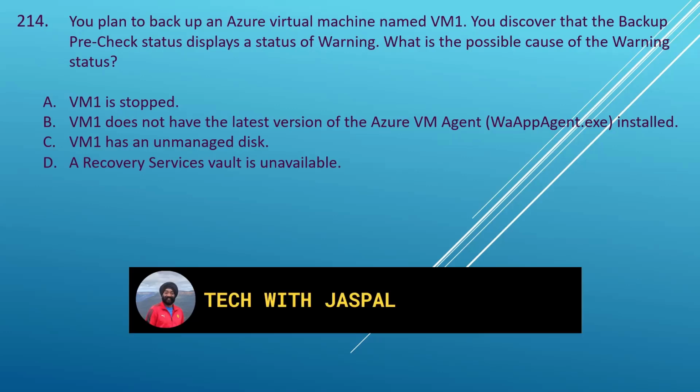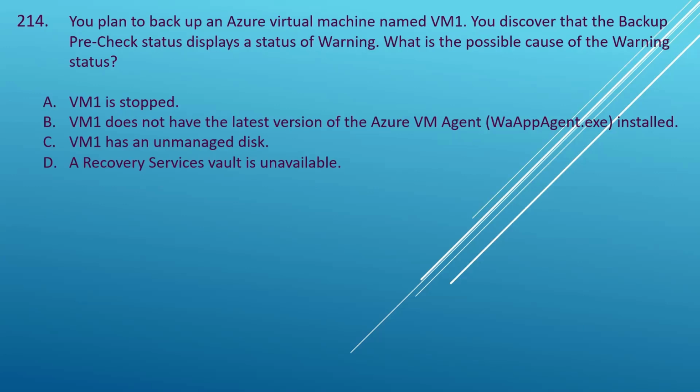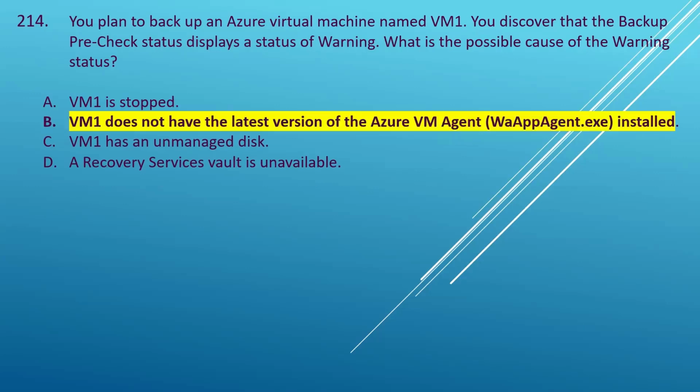The possible cause of the warning status in the backup pre-check for an Azure virtual machine named VM1 can be that VM1 does not have the latest version of the Azure VM agent installed. Having an outdated or incompatible version of the Azure VM agent could lead to warnings during the backup pre-check process. It's essential to ensure that VM1 has the latest version of the Azure VM agent installed to ensure compatibility and successful backup operations.